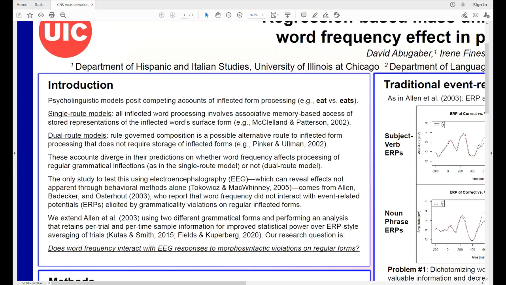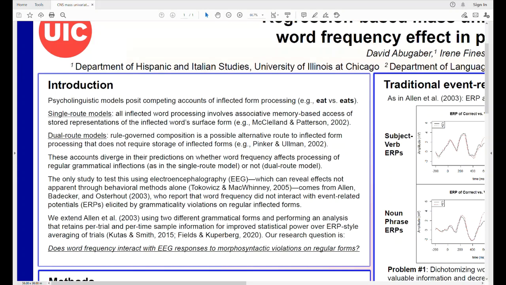One way to test these competing accounts is to see whether the frequency of a word surface form affects grammatical processing. The single root model would say yes, and the dual root model would say no. To our knowledge, only one study has investigated this question using EEG, which can detect effects that can't be detected with behavioral measures alone. In this study, Allen and colleagues found no interaction of a word's grammaticality status and the word's frequency in the context of a sentence reading task.